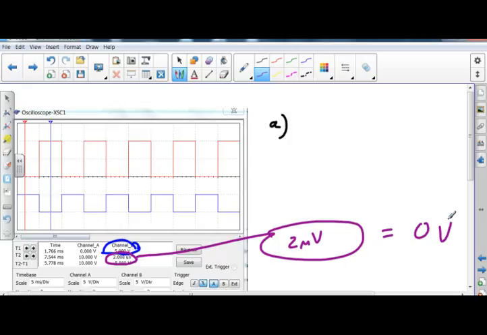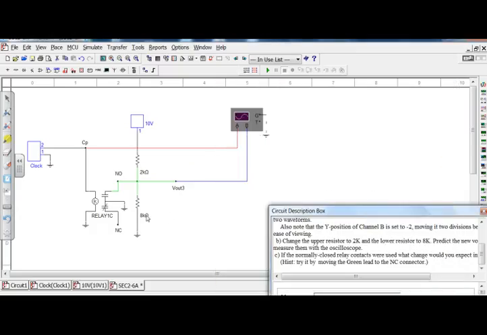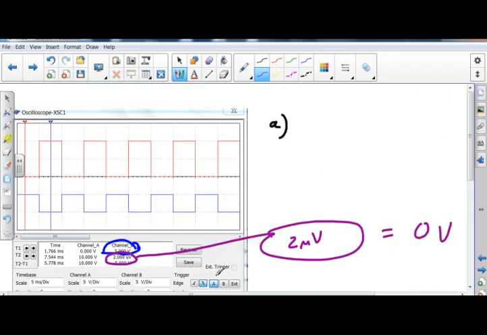Now C, if the normally closed relay contacts were used, what would you expect the waveform to be? If the normally closed relay contact were used. Okay, so normally closed is not connected. Right, so we're going to use it. All right, so I'm going to predict, it was an inverter the first time, right?